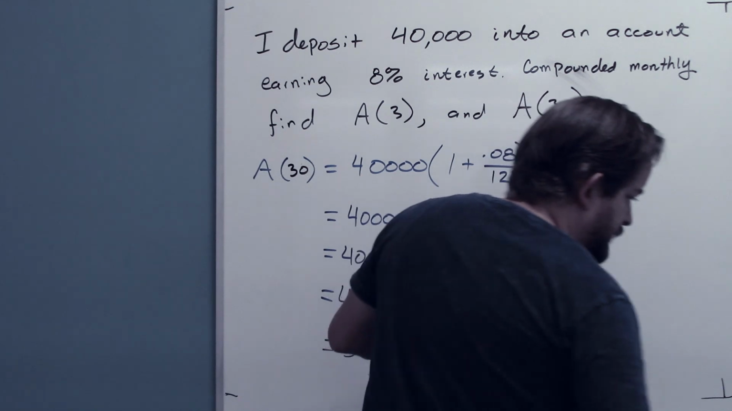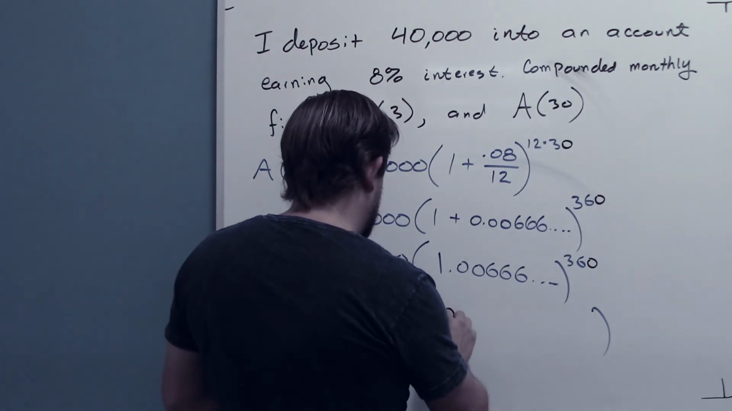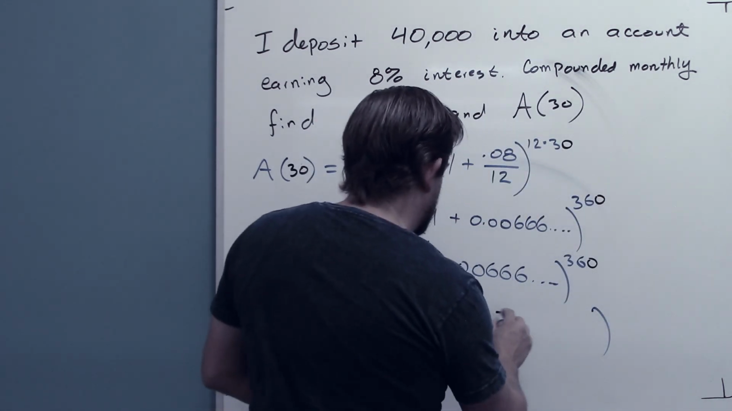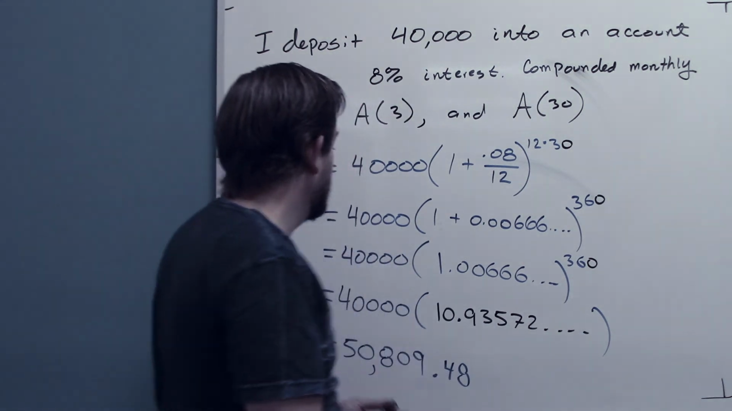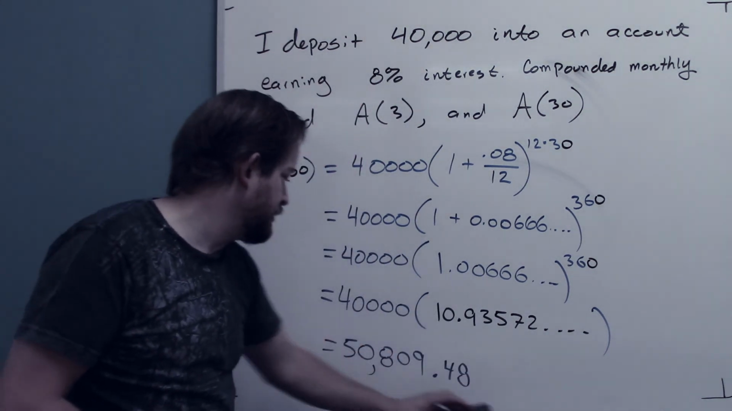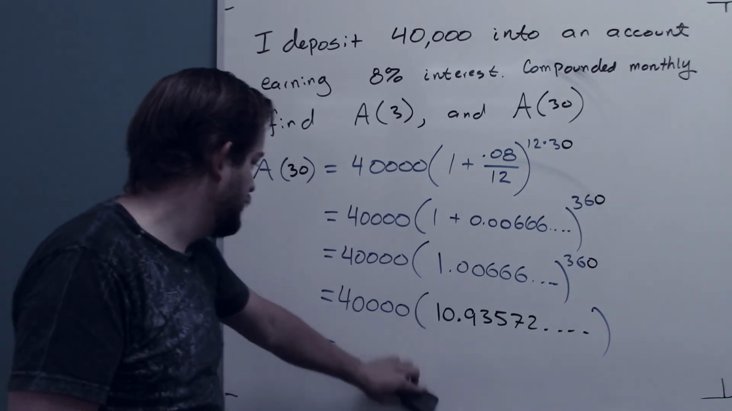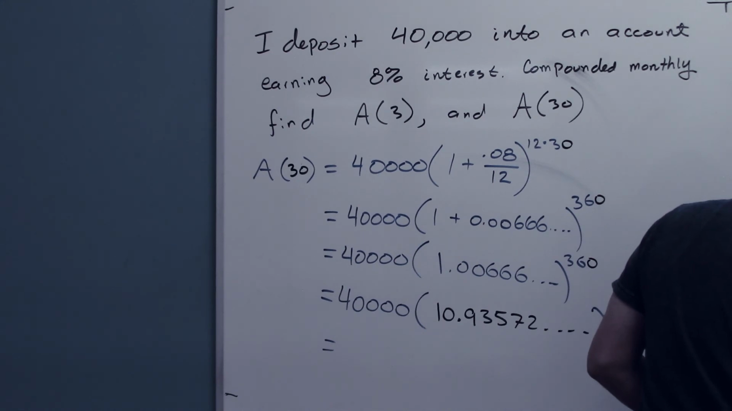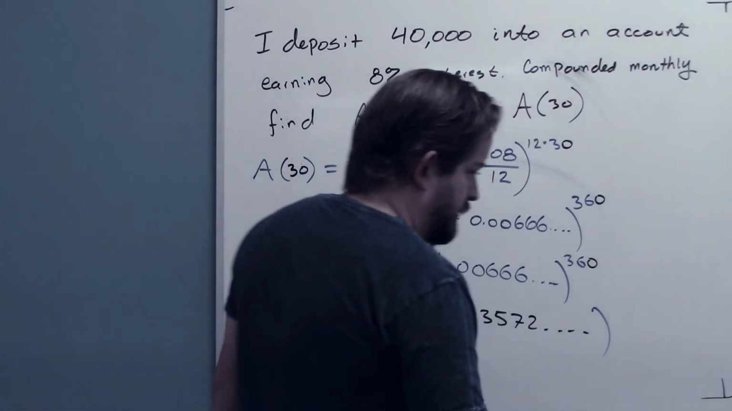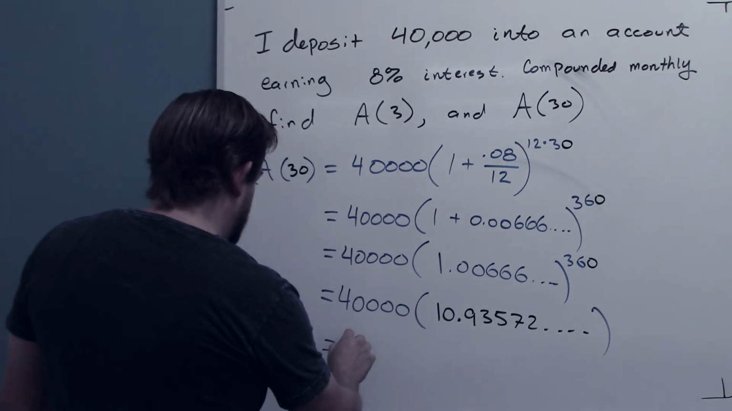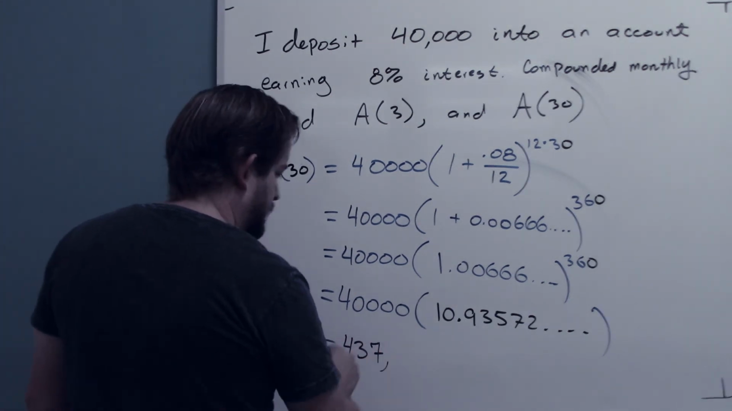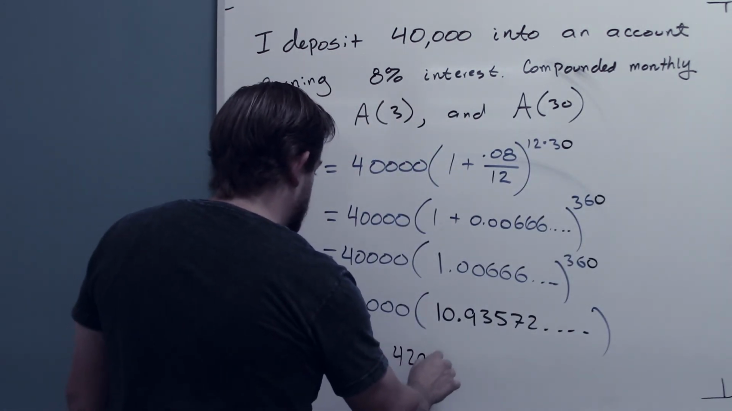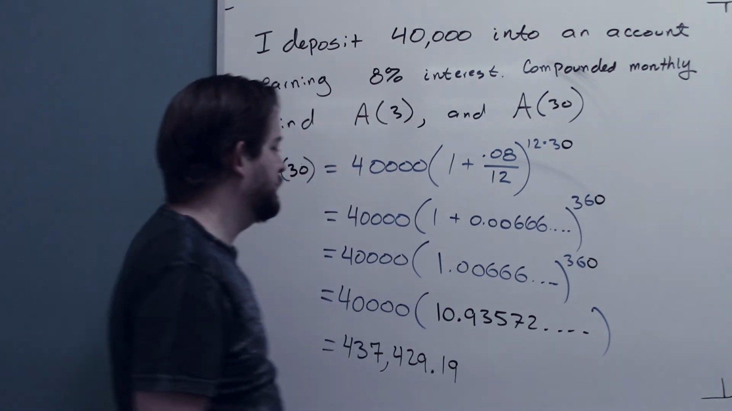The side here is now 10.93572, and it goes on and on and on. Not terribly important, but when I take that 40,000 multiplied by that, I'm going to end up with north of $400,000, and it is $437,429. It looks like it would be rounded to 19 cents. Okay.